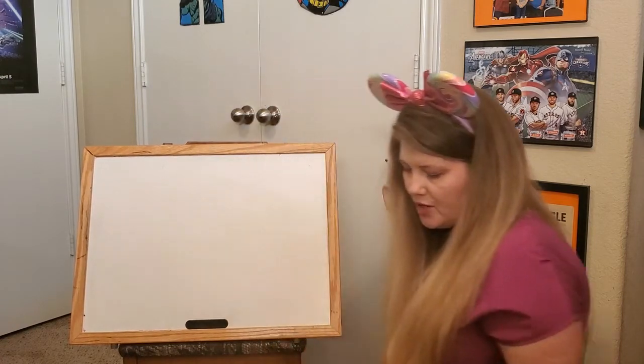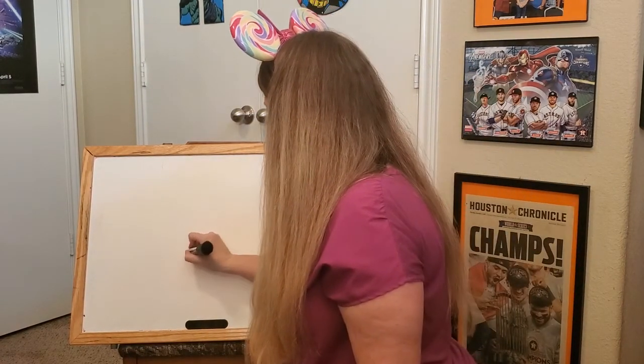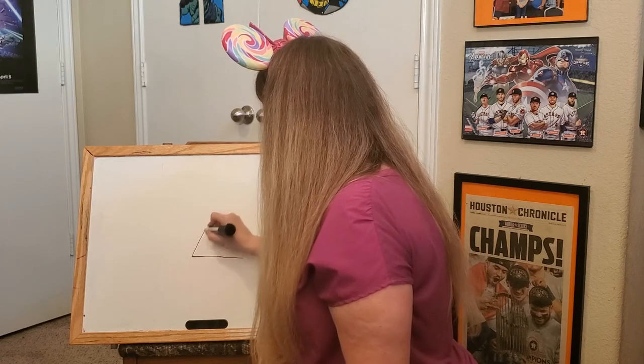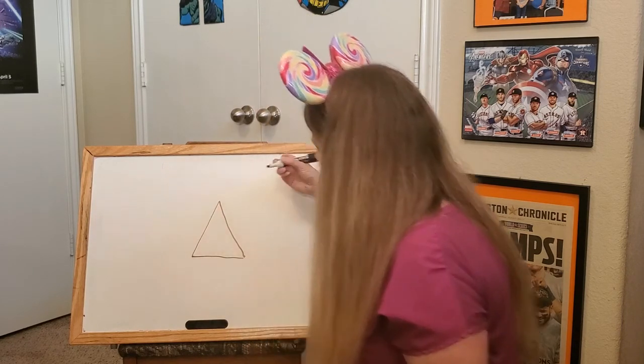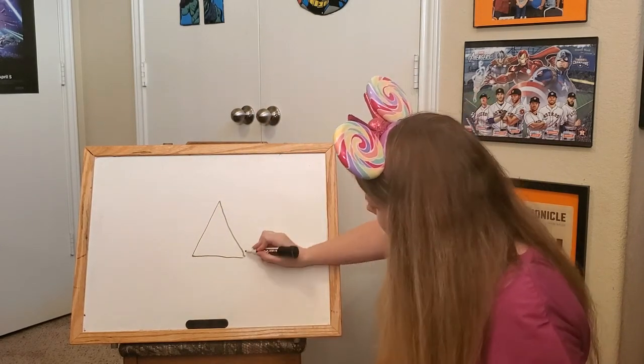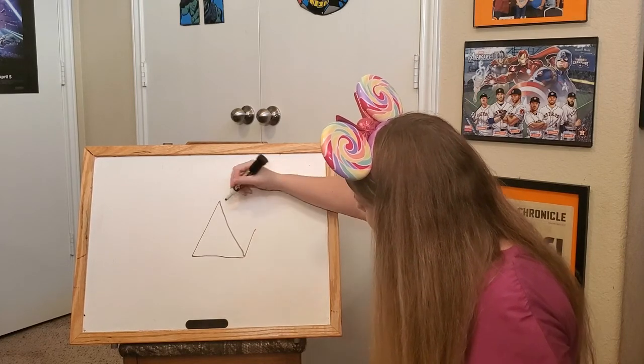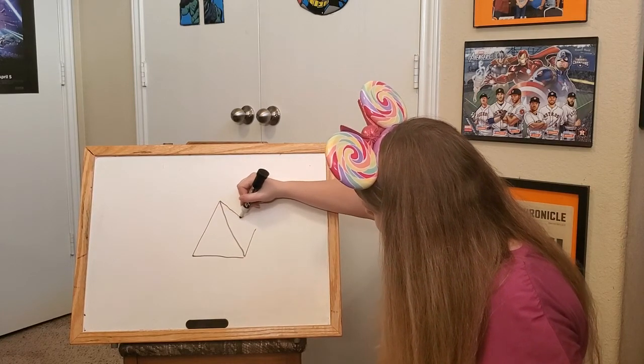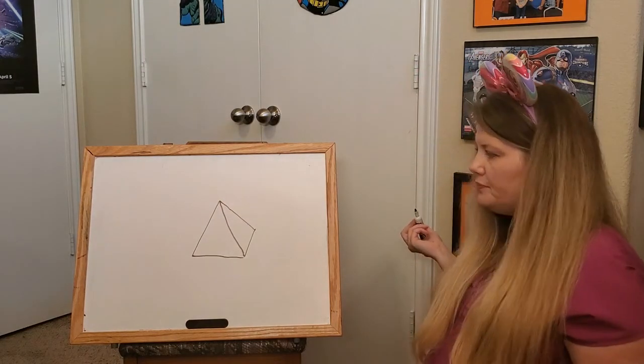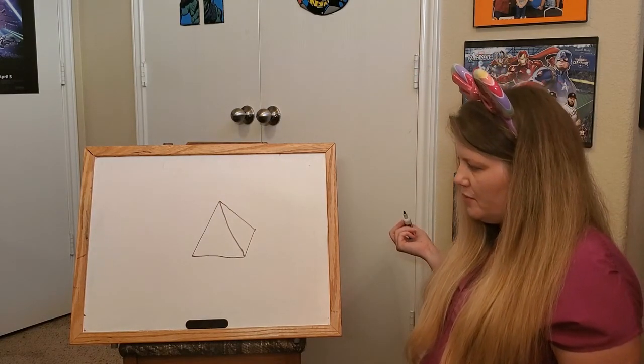If you want to draw a pyramid, you're going to take a triangle and then you're going to take one diagonal line here, and the other line is going to reach to that point at the top. So then it looks like a pyramid.